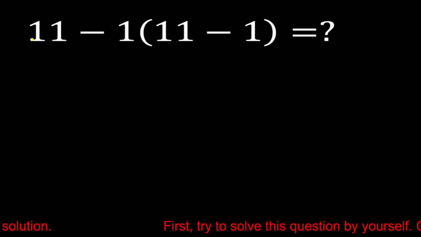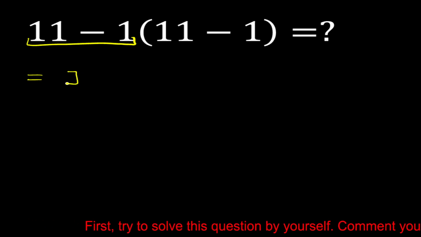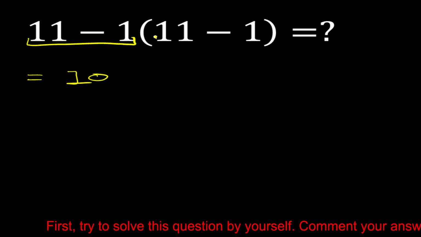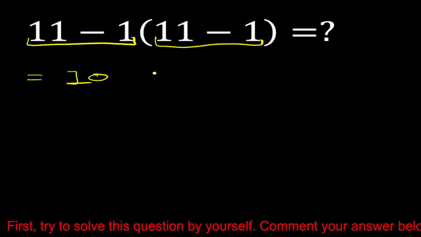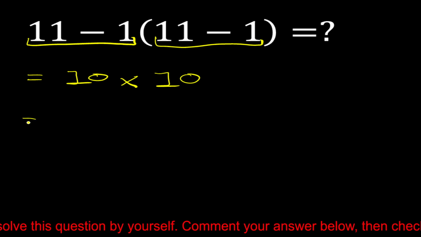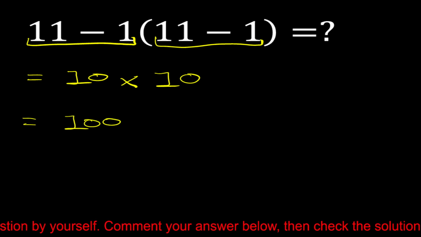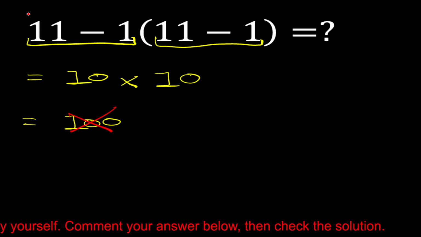So most people solve this question like 11 minus 1 is equal to 10. Okay, then again 11 minus 1 is equal to also 10. Now 10 multiply 10 is equal to 100. But this answer is not correct. This answer is completely wrong.